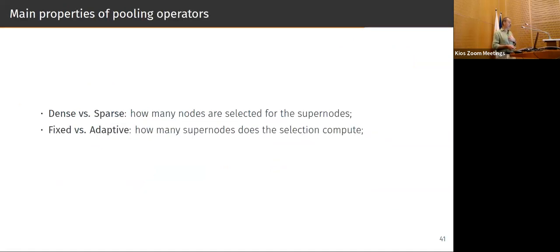So dense versus sparse, fixed versus adaptive. Should I adapt my clusters over time or not? In some cases, with the attention mechanism, you allow the pooling to be adaptive. So you change the topology of the new graph based on the input, and you activate or deactivate some nodes. So it is not a constant topology. Or they can be trainable or not trainable.